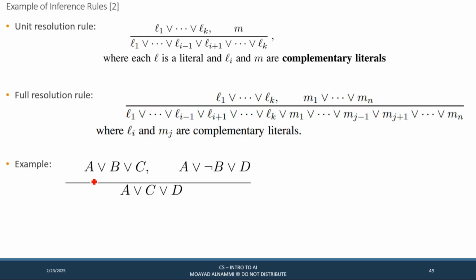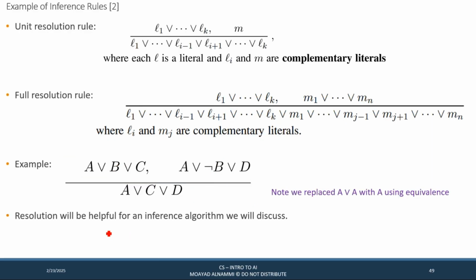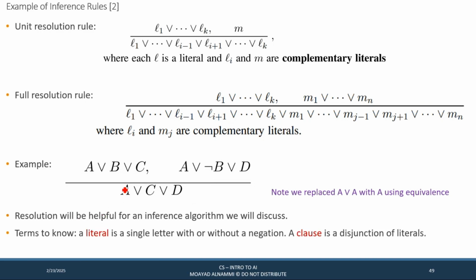Here's an example. Here are our two sentences, A or B or C, and A or not B or D. Okay, if we use the full resolution rule on these sentences, you can see what are the complementing literals. It is B and not B. So when we union them, we get A or C or D, right? We removed the B. So this will be a useful rule for one algorithm we will discuss, inshallah.